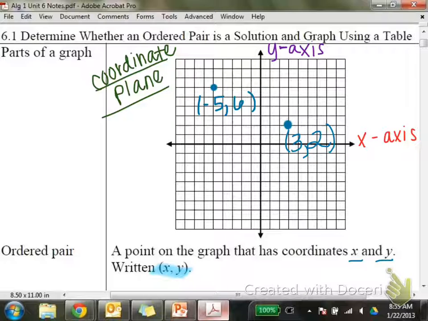I do. This should be review, right? Kind of. Do you want to do one more? No. Are you good? Okay, so you have your points labeled. You have the definition of an ordered pair. So let's actually look at what we do to graph these things.